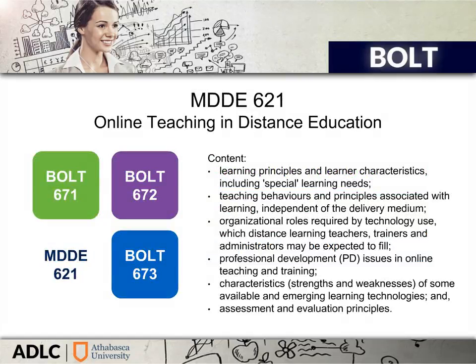So here is just a little overview of the first course that we've broken into BOLT modules. We started with the originating course, MDDE 621 from Athabasca University, which is online teaching and distance education. We looked at the core content and broke it into three modules, which we are calling BOLT 671, 672, and 673. We have currently piloted 671 and 672 with a group of teachers from the Alberta Distance Learning Center who have volunteered to be our pilot group, our guinea pigs, and we are about to begin BOLT 673. You can see we took the content that existed in the originating course and grouped it into three modules, and we tried to work with what content worked well together for the four-week module.